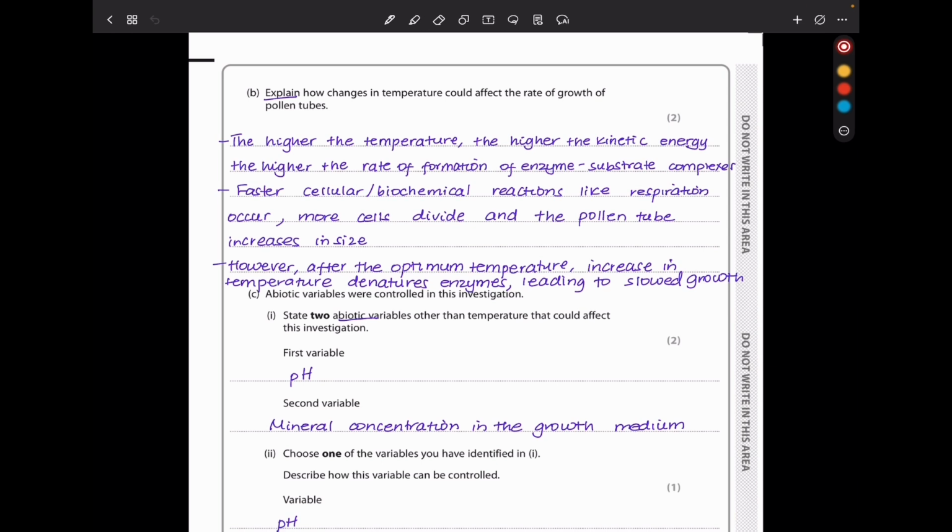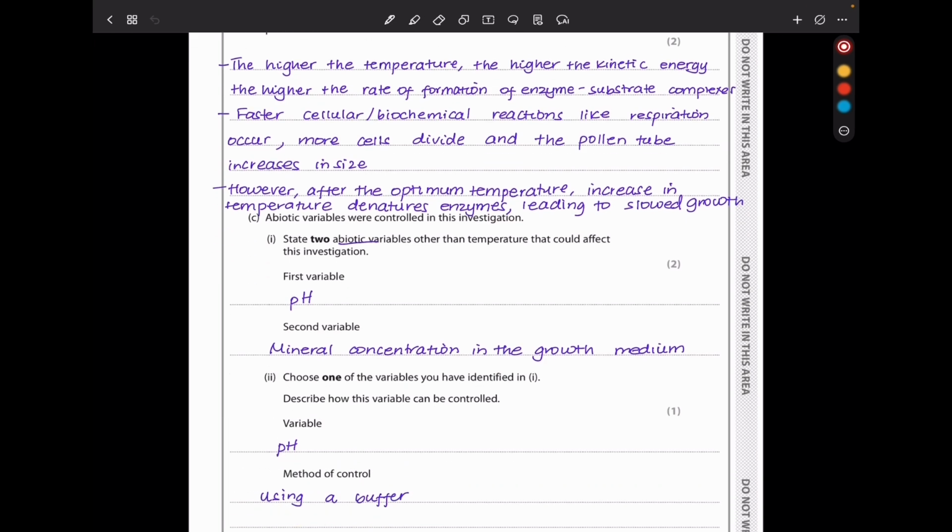But if the temperature is beyond the optimum, then the rate is going to slow down because enzymes are going to be denatured. So I say the higher the temperature, the higher the kinetic energy, the higher the rate of formation of enzyme substrate complexes. And of course, this is going to increase the rate. So we will have faster cellular or biochemical reactions like respiration, and then more cells will divide and the pollen tube will increase in size. However, after the optimum temperature, increase in temperature denatures the enzymes, leading to slowed growth.